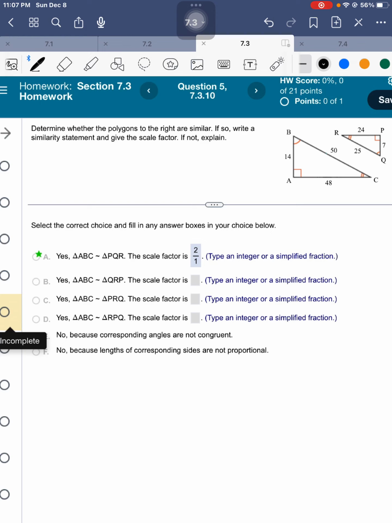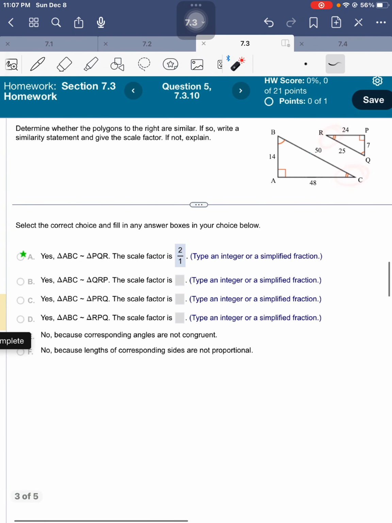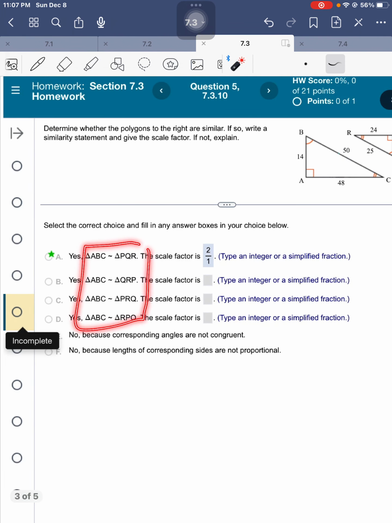So let's take a look at this one. Determine whether the polygons to the right are similar. If so, write a similarity statement. Okay? So, I know I have some congruent corresponding angles. I have A to P, B to Q, and C to R. So they gave me a bunch of choices here.